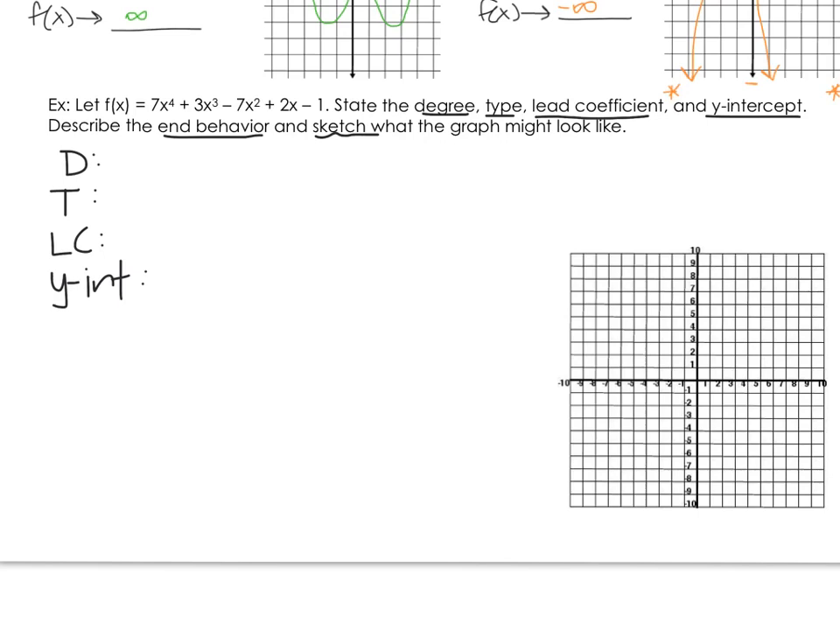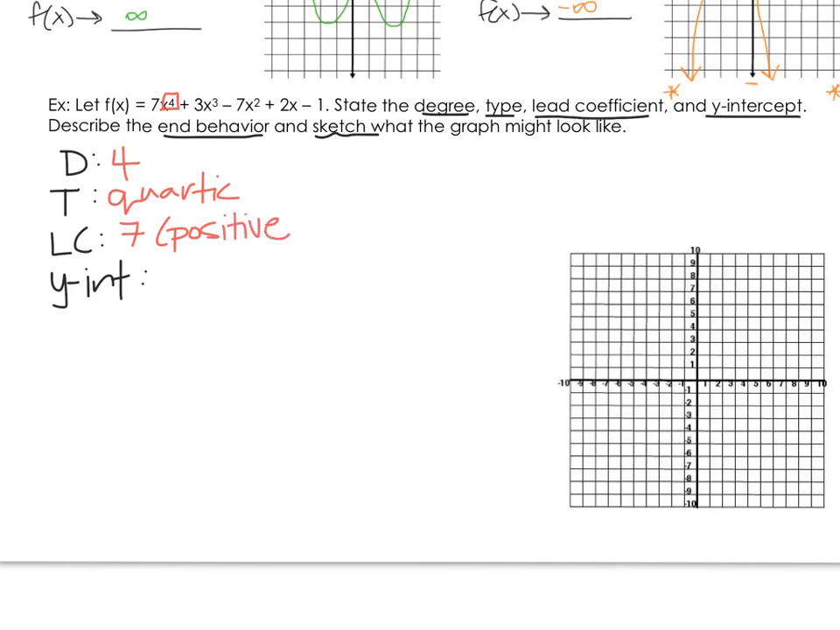Taking a look at our function, the degree is the value of the biggest exponent, and in this case, that's a 4. So the degree is 4. The type, remember we talked about this in the first lesson, would be quartic. So it's going to look like a parabola that has that little loop in the middle, so almost like a W or an M shape. Our lead coefficient is 7, and that's positive. That'll be helpful for our end behavior.